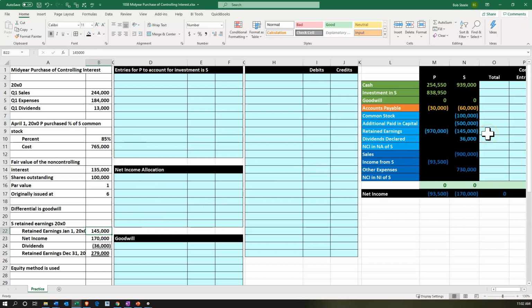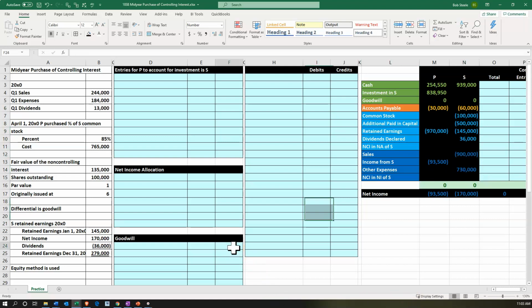This is the trial balance for S as of the end of the year, 2000x0. So the beginning balance here will be the beginning balances here. So we've got the 145,000 in the retained earnings. We've got the net income here. We've got the dividends that went out, the 36,000. And then if we take the total, that's going to be the 279,000, which will be retained earnings once the temporary accounts are closed out to the permanent ones.